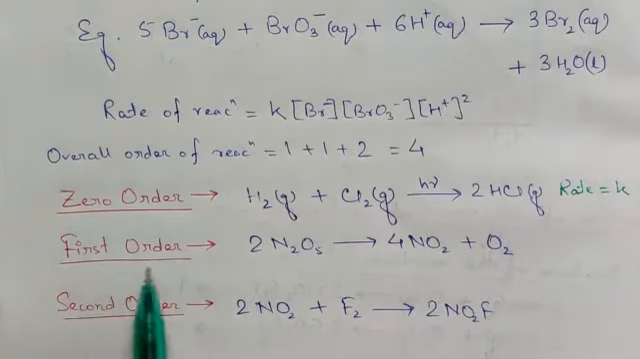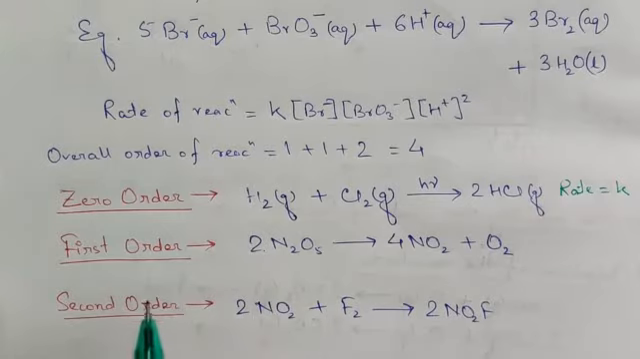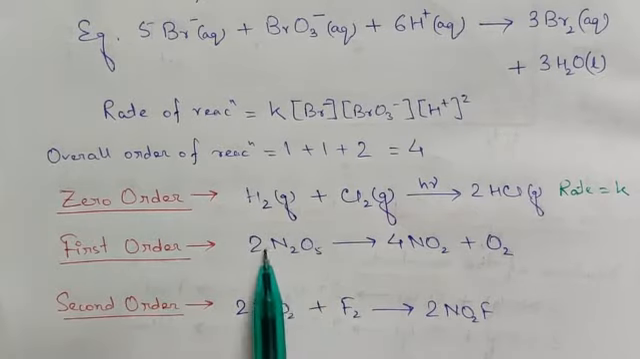Again, for this reaction it is expected to be a second order reaction because the number of moles here is 2, but it is found that the experimental value is 1. That means the rate of reaction here depends only on the concentration of N2O5. So we can say that this is a first order reaction.